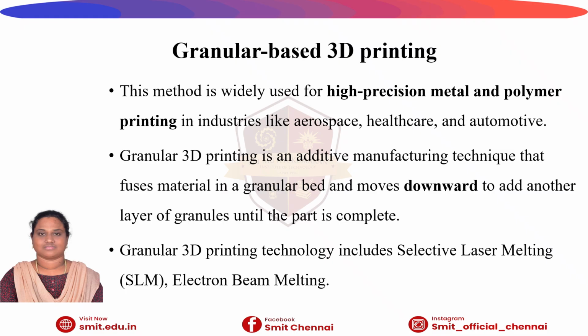In this process, a thin layer of metal or polymer powder is spread over the build platform, and a high energy source such as a laser or electron beam selectively fuses the powder in the required areas. After one layer is completed, the build platform moves downward and a fresh layer of granules is spread. This process continues until the final part is formed. The common technologies based on this method include selective laser melting and electron beam melting.